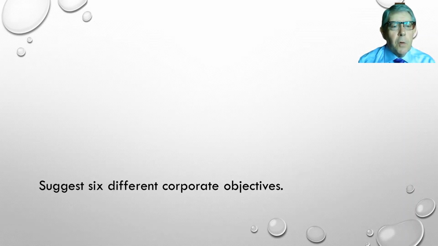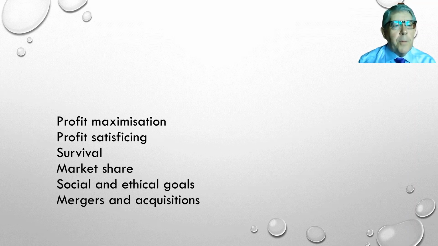Suggest 6 different corporate objectives. Profit maximisation, making as much profit as possible. Profit satisficing, which is just enough profit to keep the stakeholders content. Survival, just staying in business, maybe to get the biggest market share. Social and ethical goals, and then mergers and acquisitions.